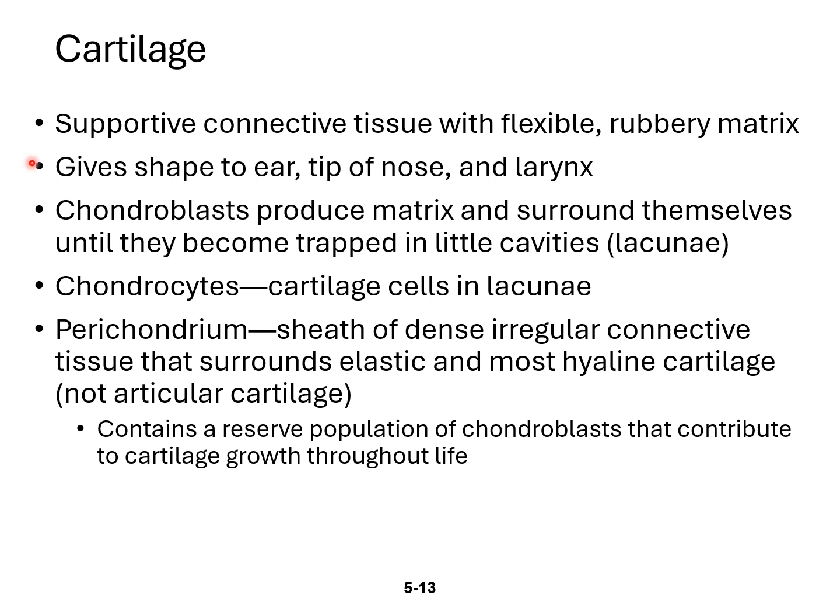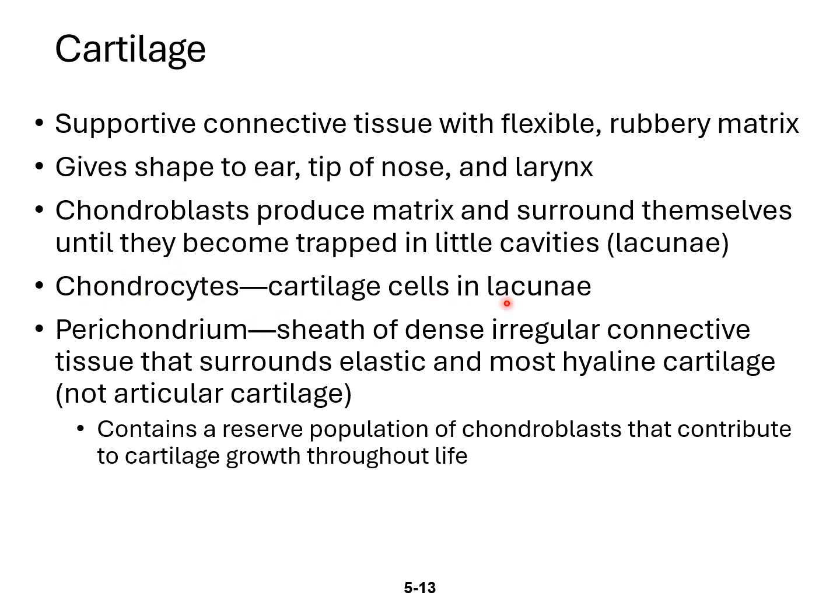Cartilage. Cartilage, connective tissue, flexible, rubbery matrix, gives shape to the ear, tip of the nose, larynx. Also going to find different types of cartilage in your vertebrae and attaching ribs to your sternum. They're going to have chondroblasts. They're going to produce the matrix that surrounds themselves until they become trapped in little cavities called lacunae. They're going to have chondrocytes.